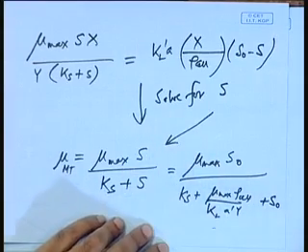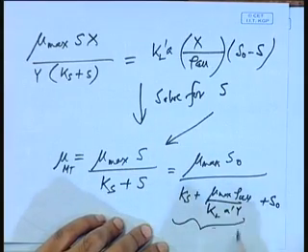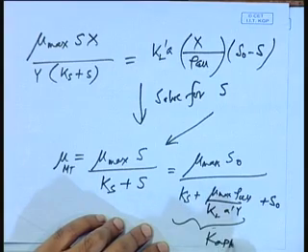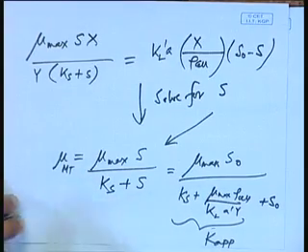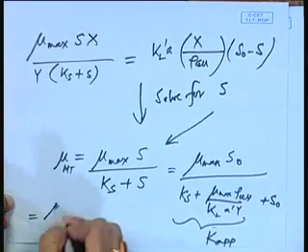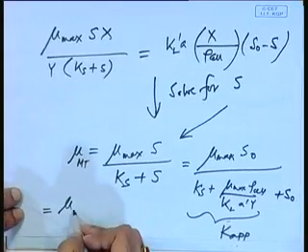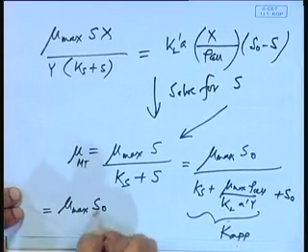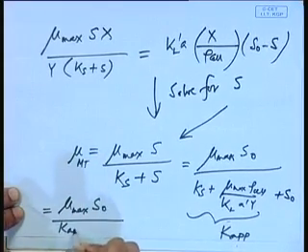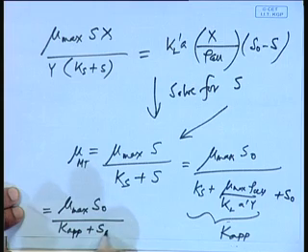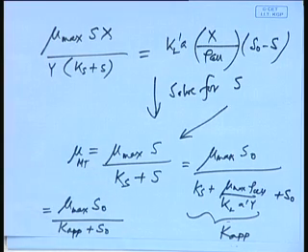Now how does this look? This looks similar to the Monod model if you look at it, except that if you call this K apparent, then this simply becomes mu max S naught over K apparent plus S naught. Fine. So this again looks like the Monod growth model, but with a difference.